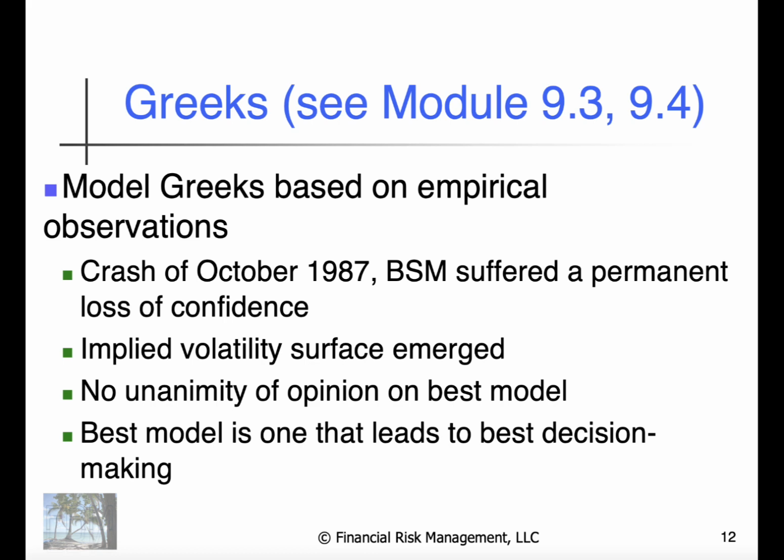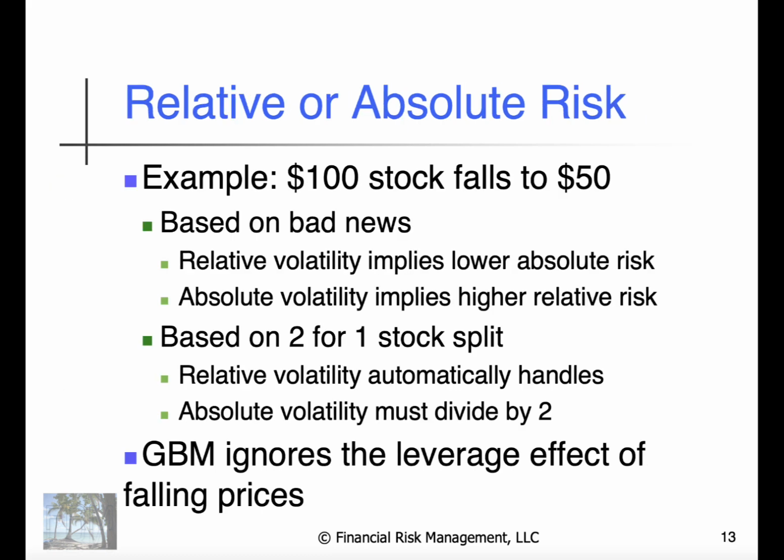The Greeks will be covered later in the modules where we cover the option Greeks, and it's based on empirical observation. After the crash of 1987, Black-Scholes-Merton suffered a permanent loss of confidence. Something known as the implied volatility surface emerged, which means there's not a single volatility that describes the underlying volatility. There's only one underlying volatility, but implied volatility suggests there are many, which is a problem. And there's really no unanimity of opinion on the best model. The best model is one that leads to the best decision making, governed by the judgment of the chief risk officer and their team. I would rather have multiple models to be able to appraise which one works best in my circumstance.